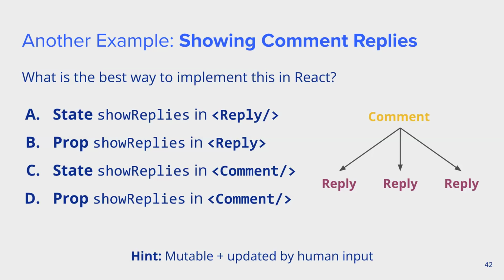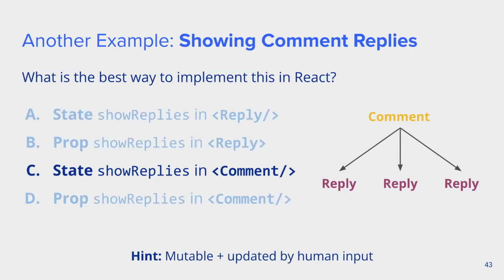All right, so let's see. Raise your hand if you think the best way to implement this is using A, state, show replies in the reply component. Okay, nobody. What about B, as a prop? Okay, what about C? Okay, I think that's mostly everyone. So essentially we want to put this as state specifically within the comment component.